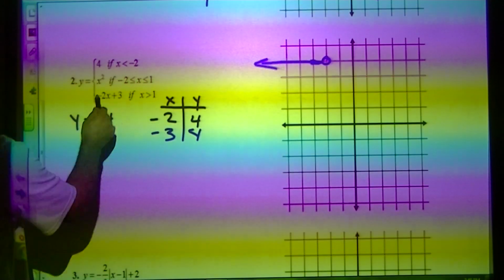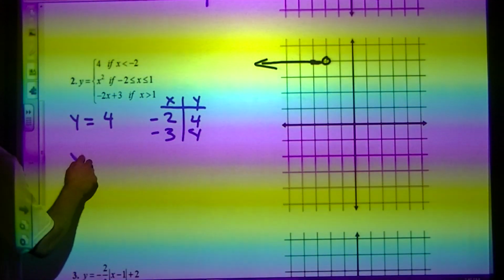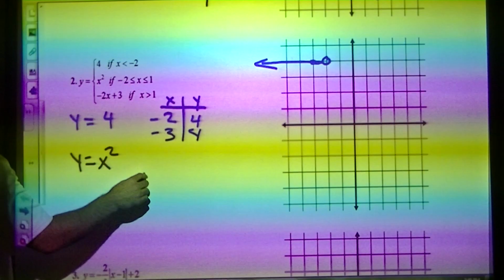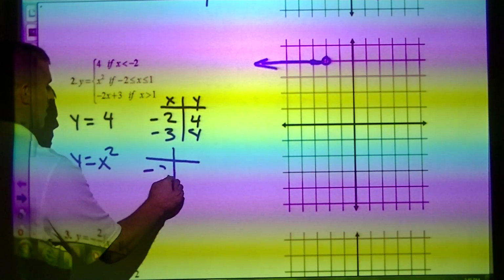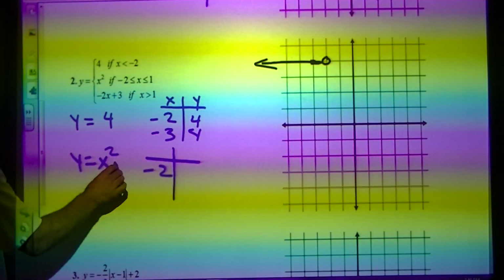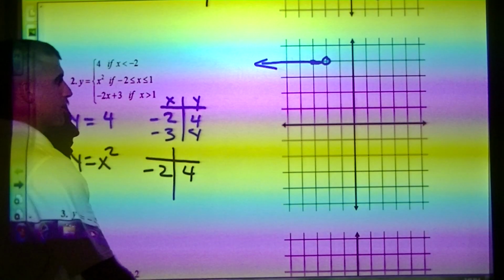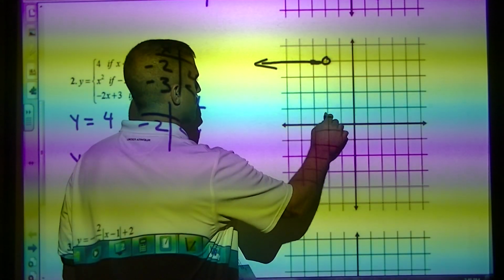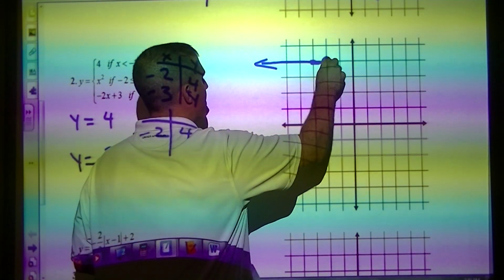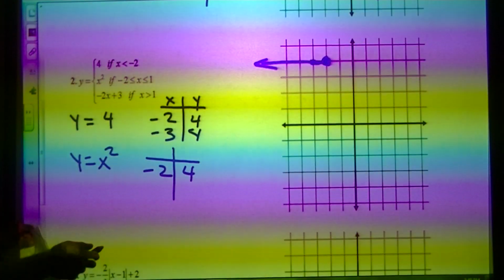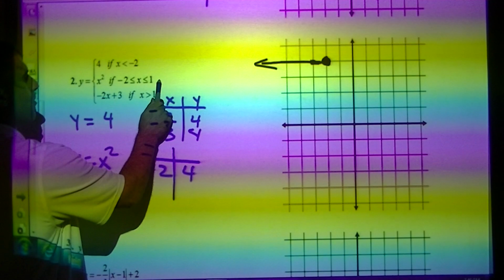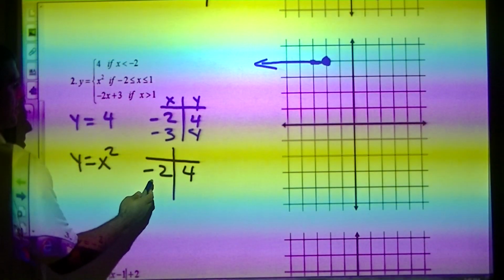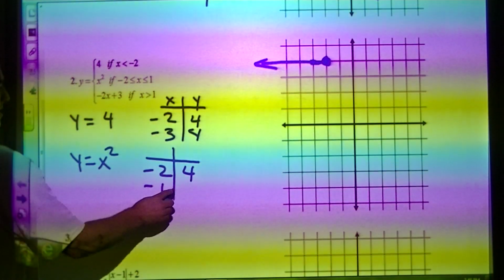Okay? Then I'm going to go down to this piecewise function, y equals x squared. I'm going to start at negative 2. If I put negative 2 in there, that would give me 4. So that's negative 2 over, 1, 2, 1, 2, 3, 4 up. So now I can fill in that circle. Then I'm going to go all the way till 1. I'm just going to substitute the values here. Negative 1 in there would be 1.